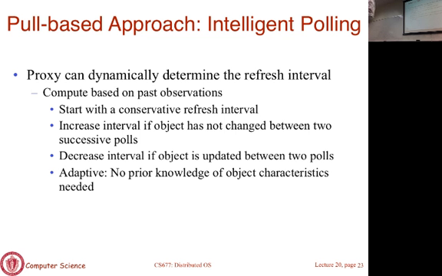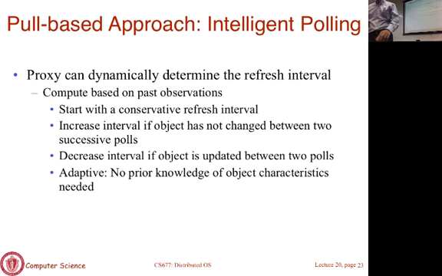This is referred to as intelligent polling, where you increase the poll interval if the object hasn't changed between polls, and you decrease it if it has actually changed between polls. You can do this increase and decrease algorithm to figure it out. It's fully adaptive. It doesn't need any prior knowledge of the characteristics of the page. You are discovering it by just polling and guessing, based on whatever you are seeing, how frequently it changes. These kinds of techniques are used by proxies to be a little smarter about how they decide when to poll and so on.